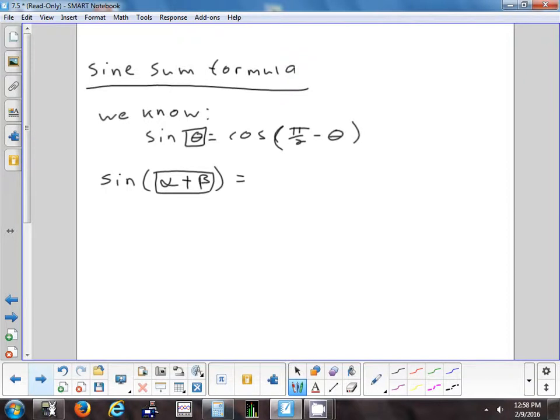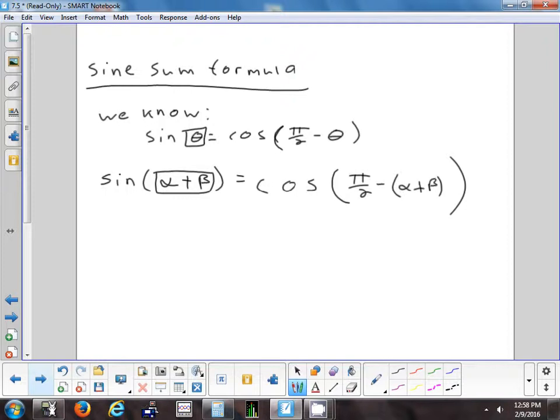What's the angle that I'm going to be working with in this problem? The entire thing. Alpha plus beta. All right? So this is my theta, this whole thing. So I can rewrite that as cosine of pi over 2 minus my angle, which in this case is alpha plus beta.